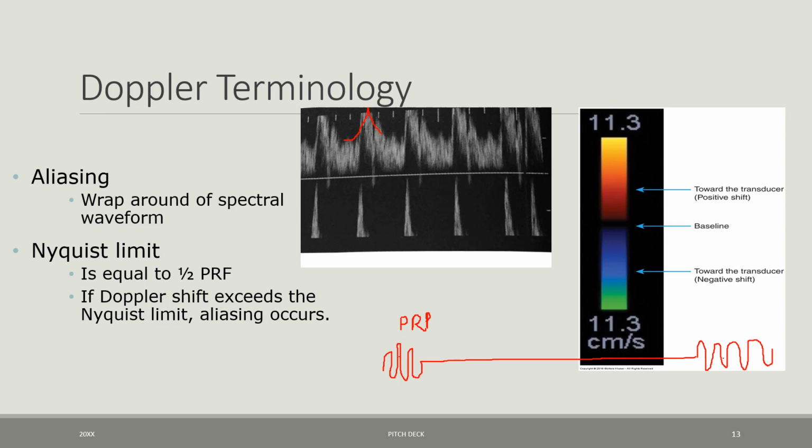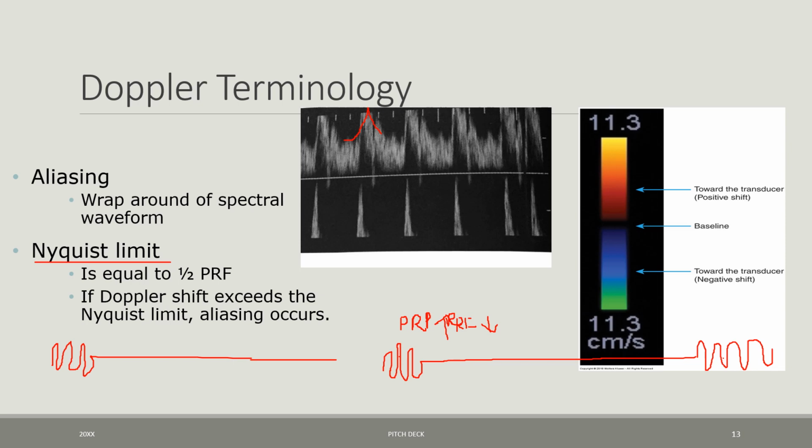So we call this the Nyquist limit. The Nyquist limit is 1/2 of the pulse repetition frequency, which is related to the pulse repetition period. My pulse repetition frequency is the number of pulses created in 1 second. If I have a longer pulse repetition period, I'm going to have fewer cycles created in 1 second. So as my PRP increases, my pulse repetition frequency, the number of cycles per second, is going to decrease. And if my Nyquist limit is 1/2 of my PRF, then my Nyquist limit is going to also decrease. Now, why does that matter?